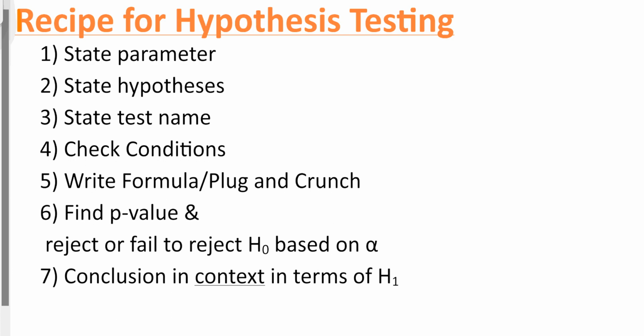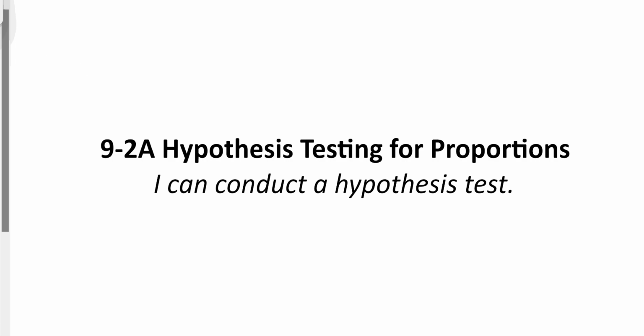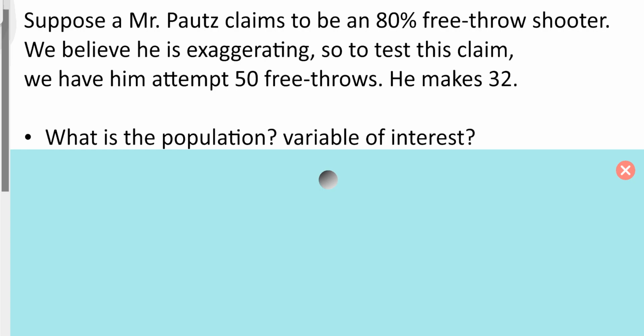Welcome back, everybody. We're going to get into this next section, section 9.2a, on hypothesis testing for proportions. We're going to actually go through the whole process. If you recall from last time, at least in class, we did an example where we're testing out my free throw shooting skills. I claim to be an 80% free throw shooter, but we might believe that this is exaggerating.